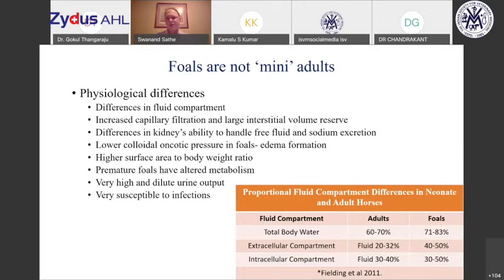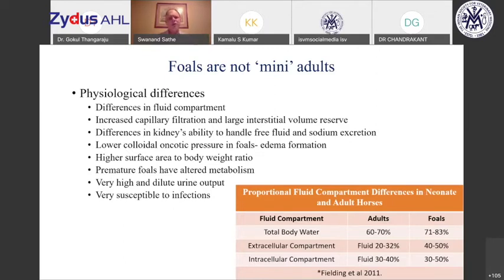If you remember your basic physiology in your first and second year of BVSc, our professors always used to say, where goes sodium, there goes water. And hence, if these foals retain a lot of sodium inside their system, they also retain a lot of water, and hence they are at a high risk of interstitial edema.